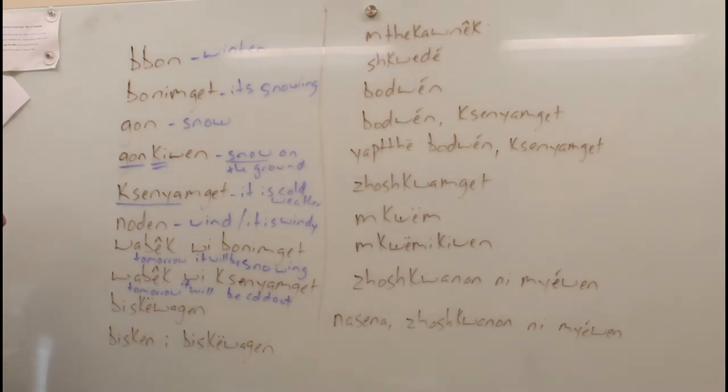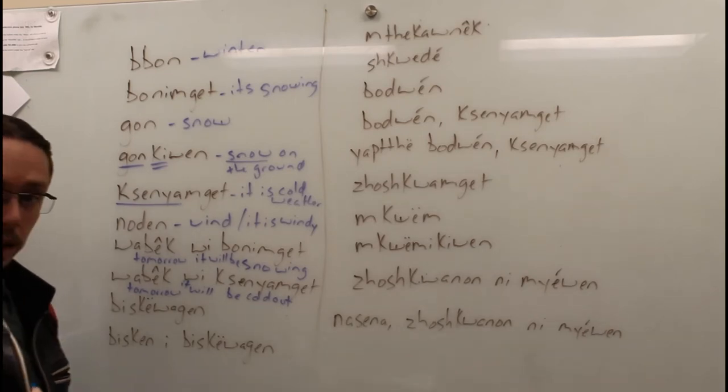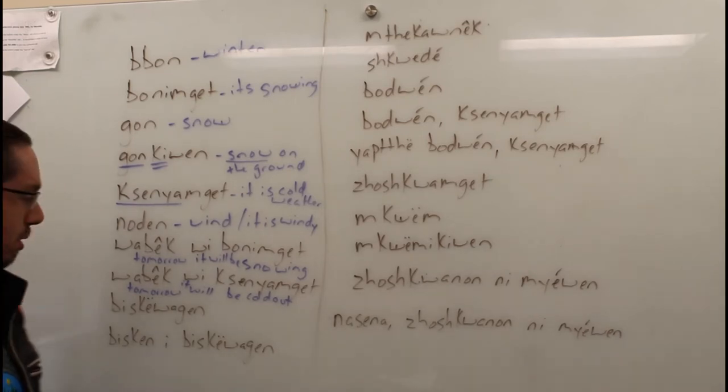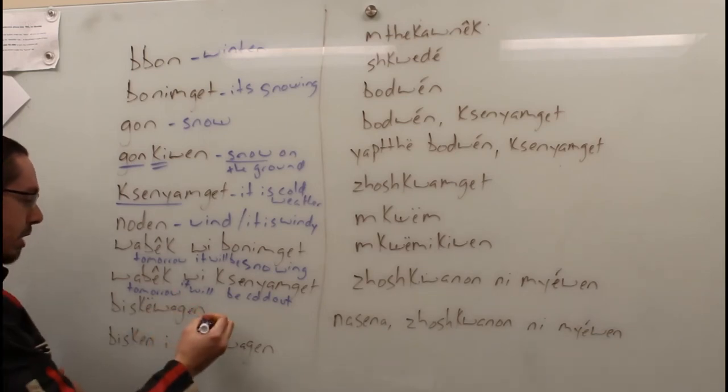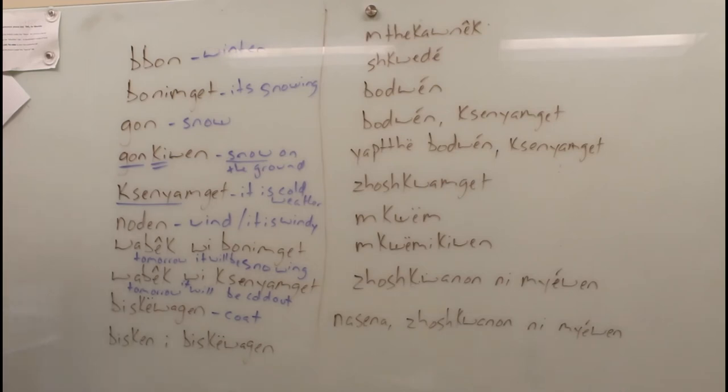Next one we have on this side. Biskowagen. Biskowagen literally means the thing that is worn. We use it as a shirt, a jacket, or a coat. In this case, we'll use it as a coat. Shirt, jacket, or coat. Biskowagen.